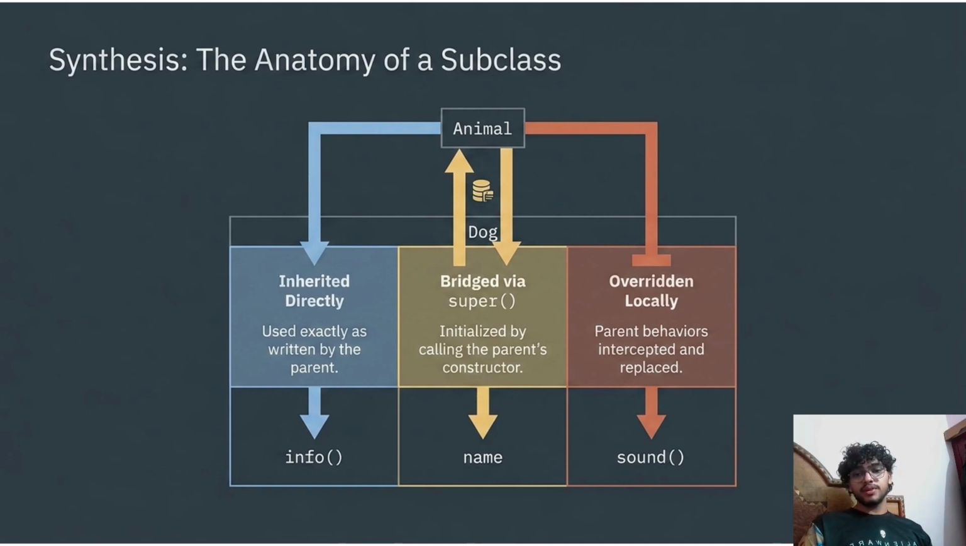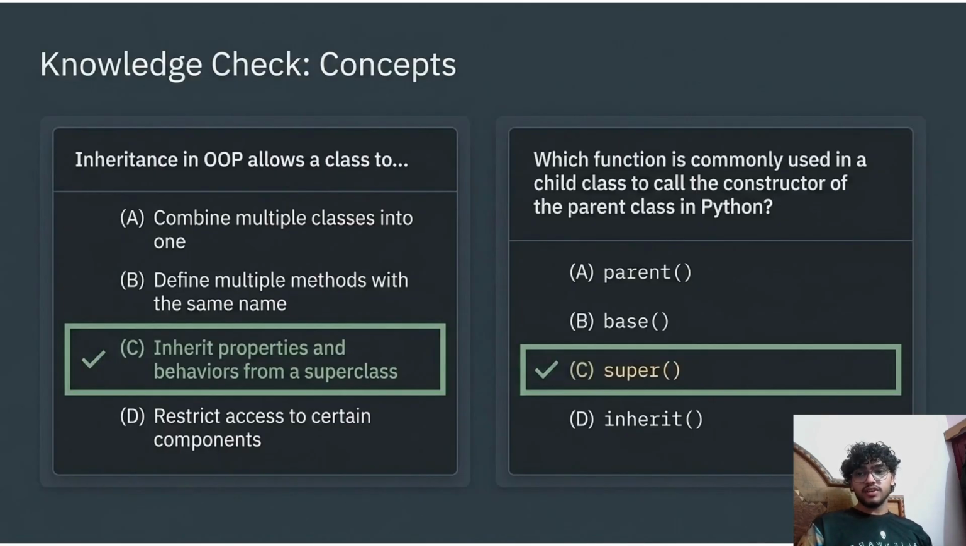Synthesis, the anatomy of a subclass. So this I have already told you. Now knowledge check concepts. Now let's do some question answers. Inheritance in OOP allows the class to combine multiple classes into one. Define multiple methods with the same name. Inherit properties and behavior from a superclass. This is correct. Why is this not correct?